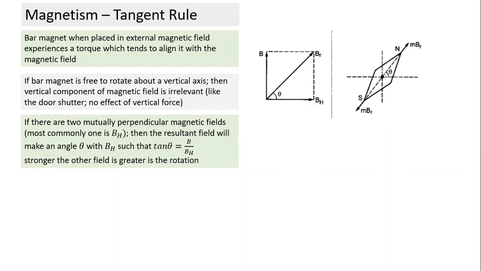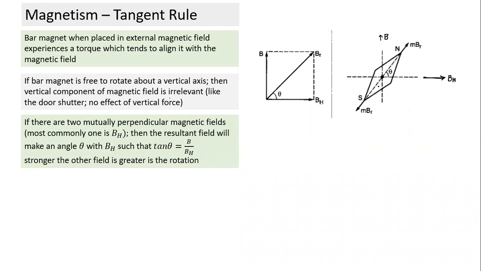Then suppose there are two mutually perpendicular magnetic fields acting on a bar magnet. Let's call one of them the magnetic field of Earth, and suppose we somehow create one more magnetic field which is perpendicular. Now there are two magnetic fields. Earlier there was only one, and the bar magnet tended to align itself with BH. What will happen if two of them are there?